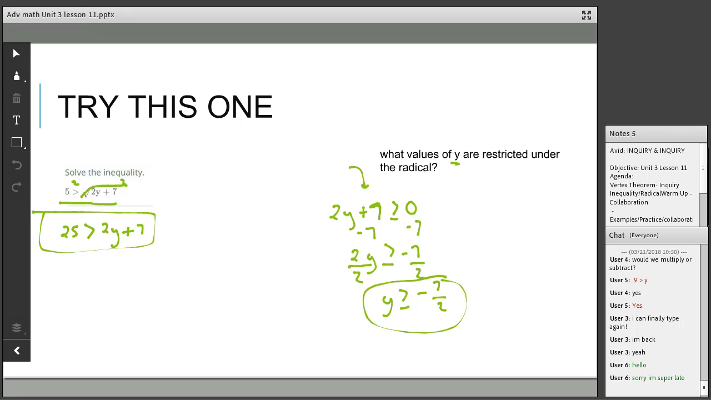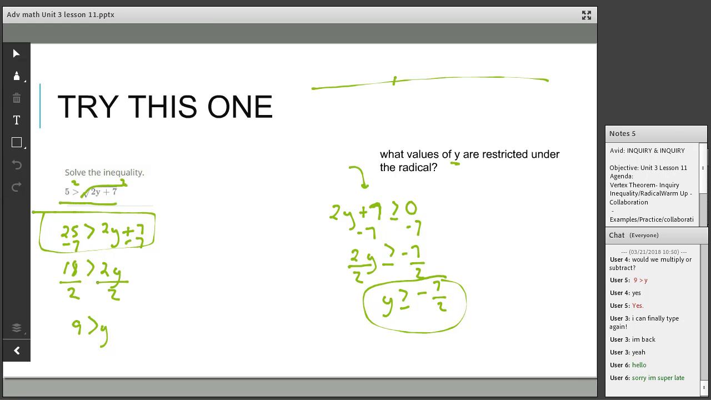All right. Did anybody get this one solved? 25 is greater than 2y plus 7. So remember, we subtract 7 on both sides. 25 minus 7, that's 18. 18 is greater than 2y. Then 2 is being multiplied by y, so to get rid of it, we have to divide. And we get 9 is greater than y.